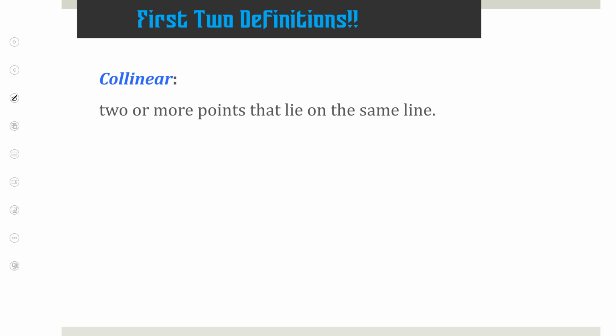Eva, what would non-collinear mean? 2 or more points that are not on the same line. Perfect.